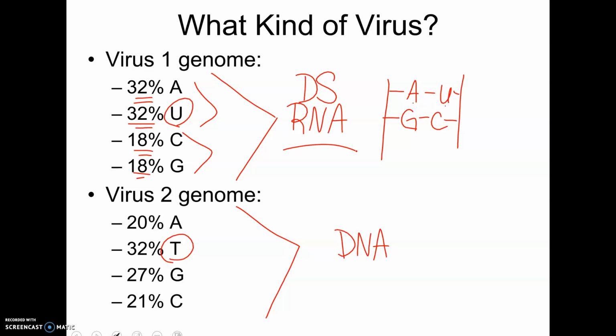This one, notice how the four amounts are completely different from one another. So this has to be single-stranded DNA. So that is how you can tell what kind of nucleic acid a particular virus has.